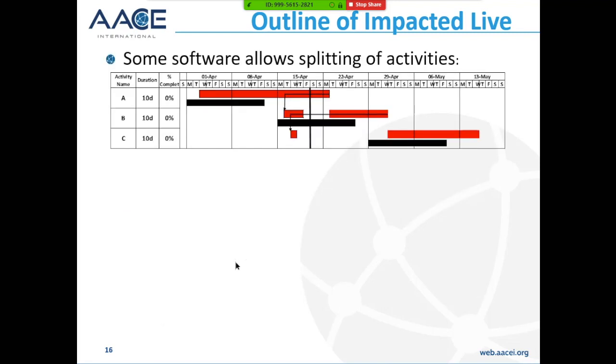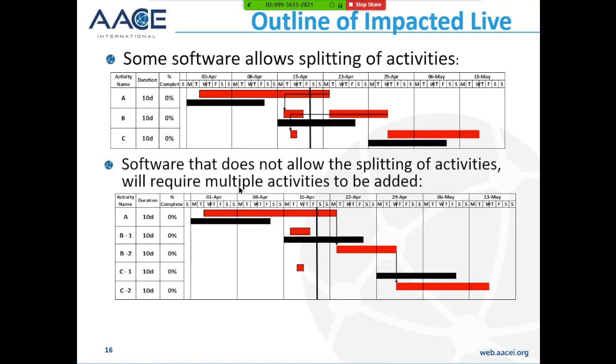So, as I said, some software allow the splitting of activities, and this one is showing where we have splits in activities. And for software that does not allow the splitting of an activity, what you can do is actually add two activities. So we've got B1 representing that part of the activity, and B2 representing that part of the activity. So if you want to represent multiple splits in products like P6, you have to actually add multiple activities. It's probably the easiest way. Some people also use calendars and that sort of thing.